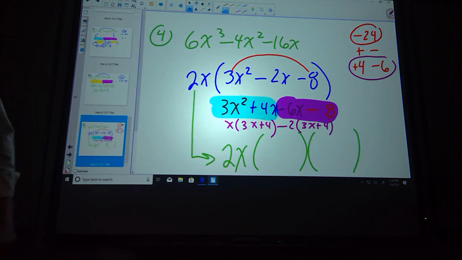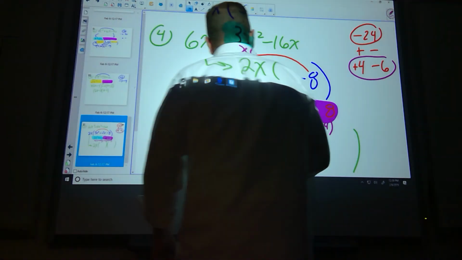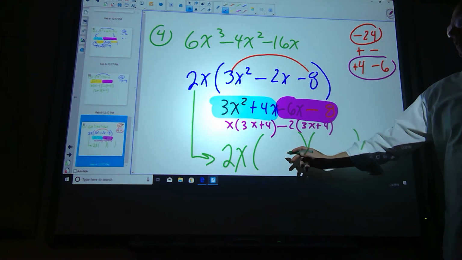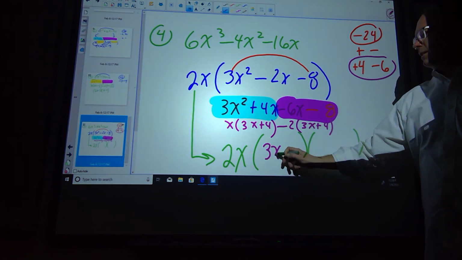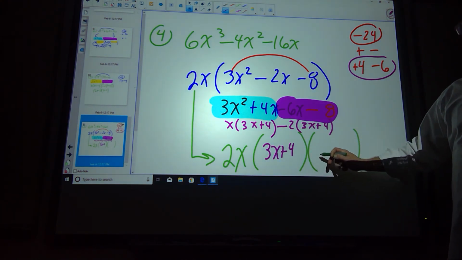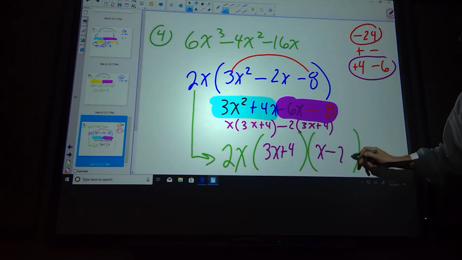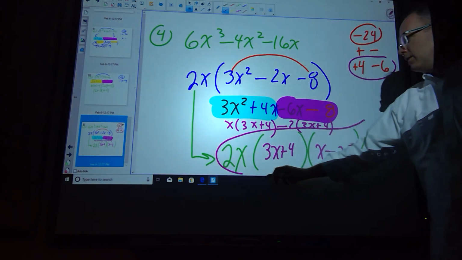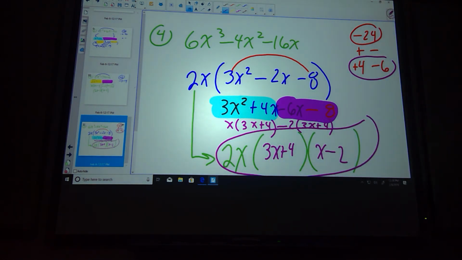All right, what's our answer? And don't forget your GCF. 2x. Good? 3x plus 4. Yes. X minus 2. Nice. And do we just leave it like that? Yeah. Notice that 2x is part of the answer, agree?